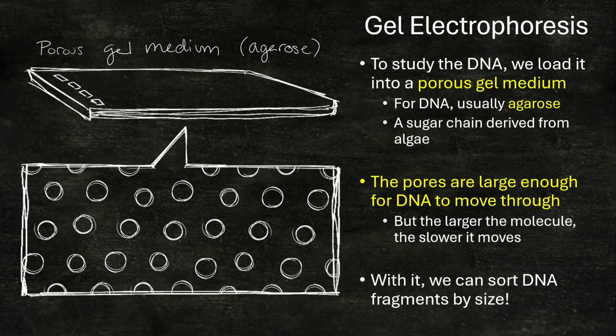So to study DNA through gel electrophoresis, we're going to load it into a porous gel medium. This is something that's pretty familiar to us. We're going to use agarose, the same stuff that we use to give the solid medium that we find in petri dishes, the same kind of gel-like consistency. Now this gel has a lot of microscopic pores. DNA is going to be able to move through the spaces within this medium. However, the larger the DNA molecule is, the slower it will move.